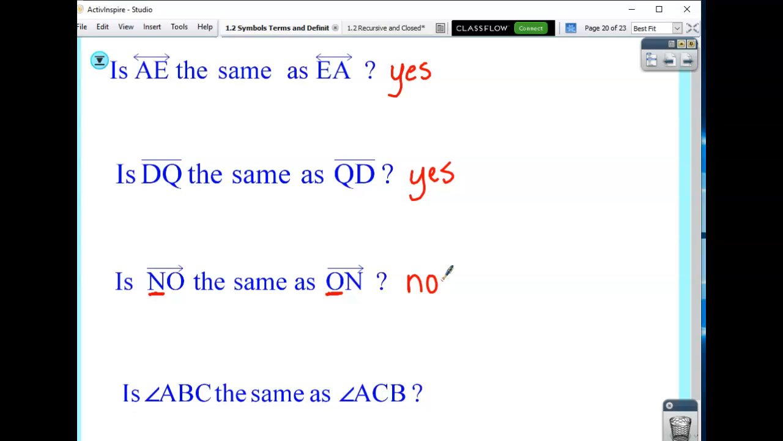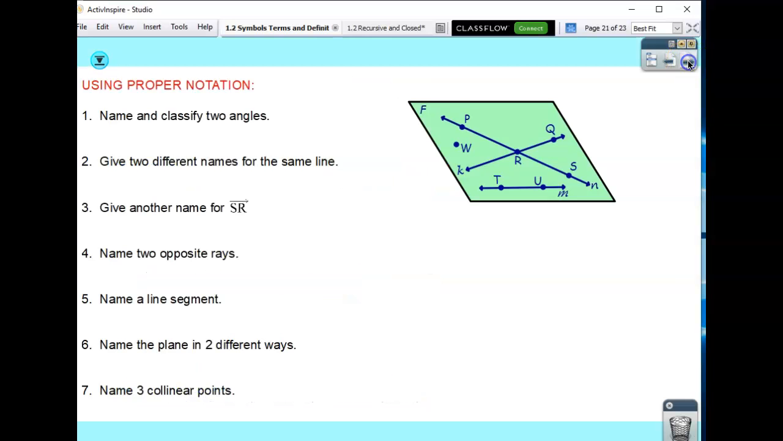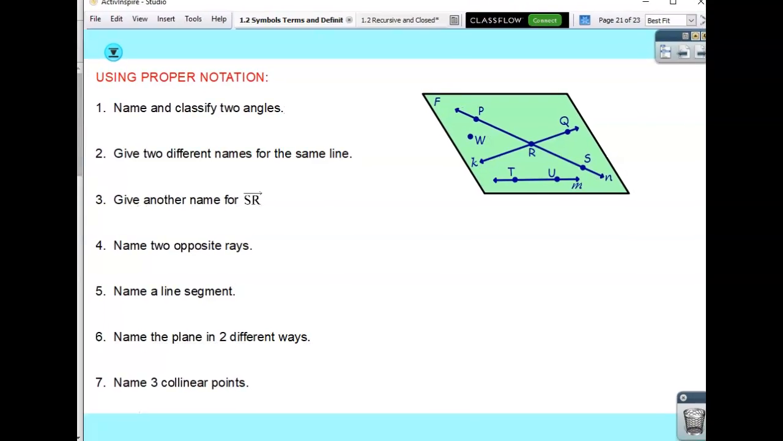And is angle ABC the same as angle ACB? Again, no, because this is saying that the vertex for this angle is at C. The vertex for this angle is at B. So their corner is at a different spot. So in an angle, the middle letter always tells you where your vertex is. Okay, on this one, I just want proper notation.